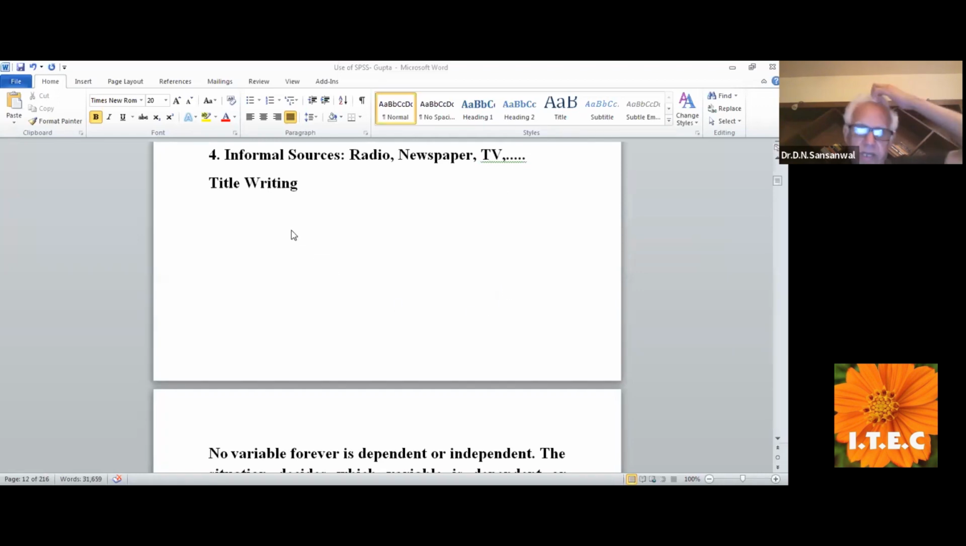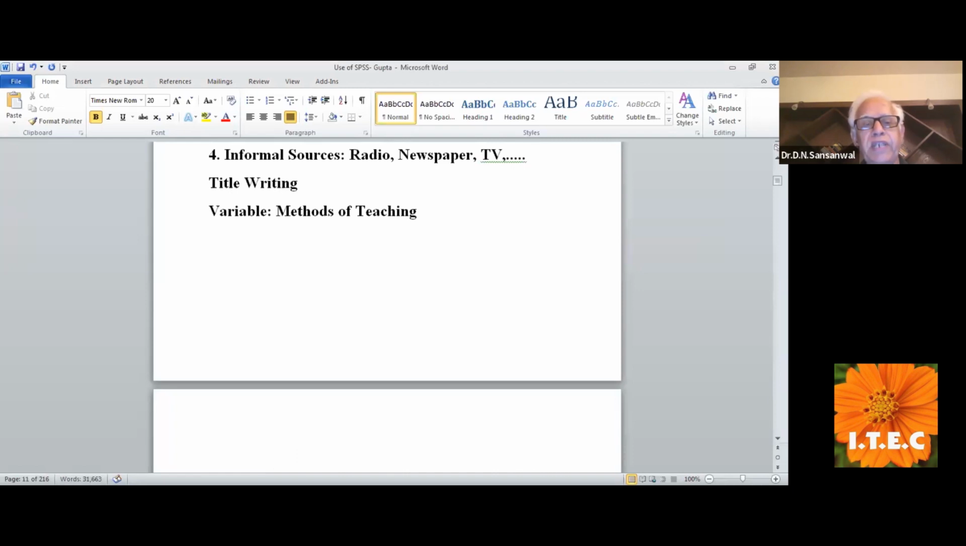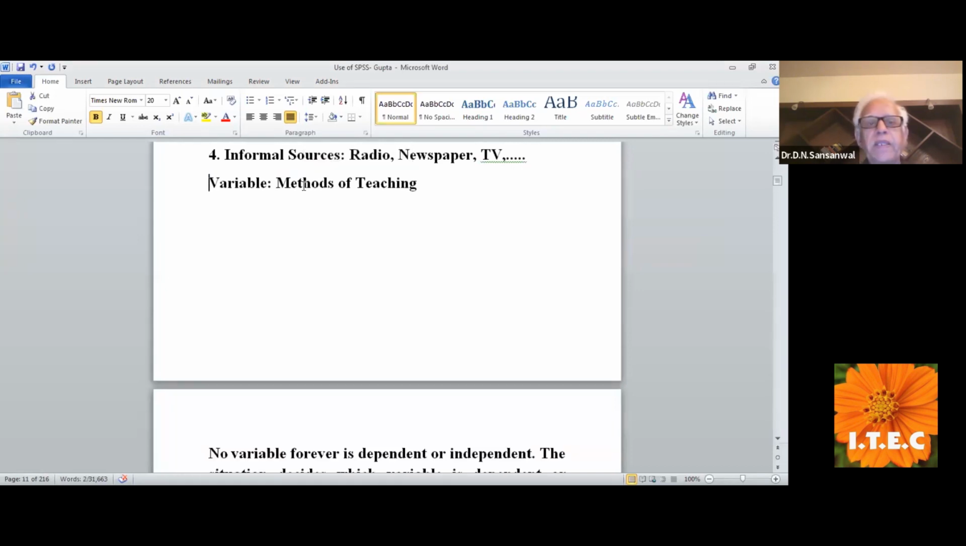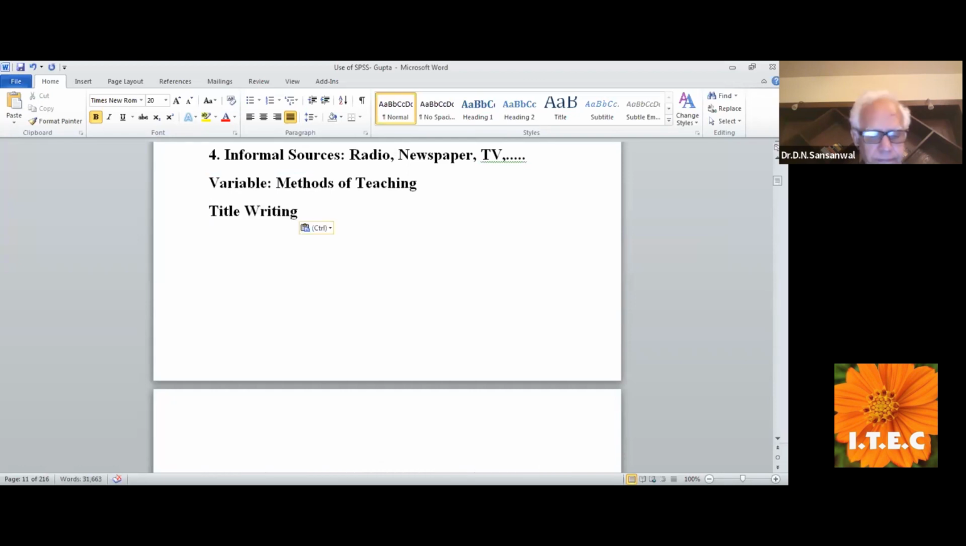So let us take one variable. You have given many. Let us take one variable. The variable I am taking is methods of teaching. And let us see how I write the title. So I have taken methods of teaching, and now I am writing the title. Should I write the title directly or should I tell you how to develop it?